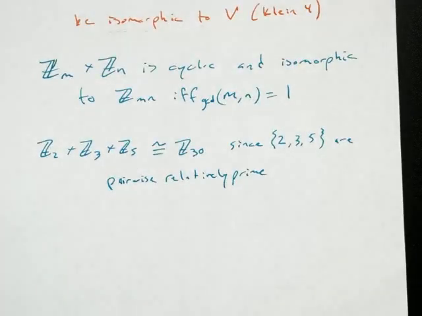Which means I can do this with as many possible Zi's as you want, as long as they are pairwise relatively prime. But if I did Z2, Z3, Z4, no. 2 and 4 aren't relatively prime.